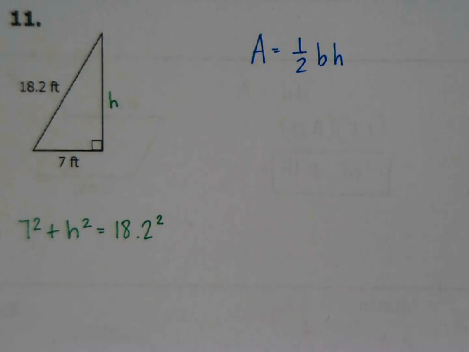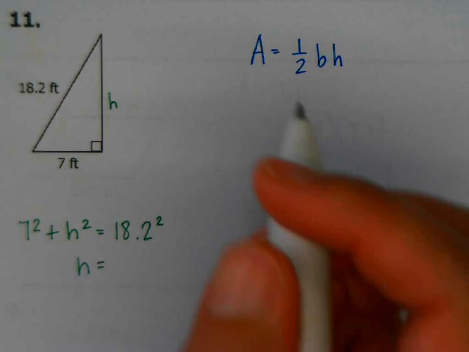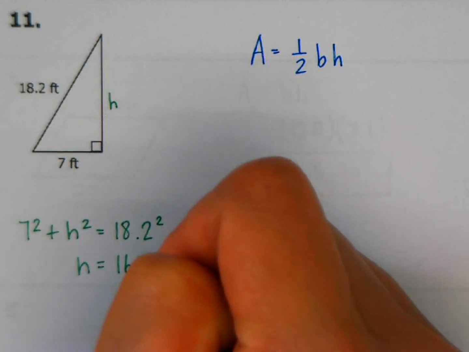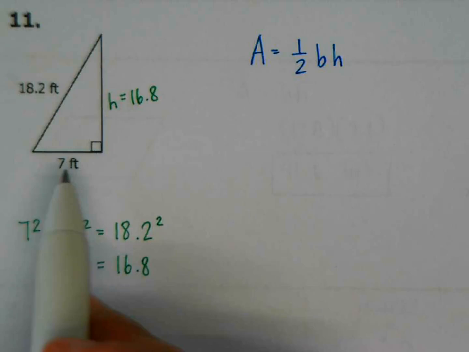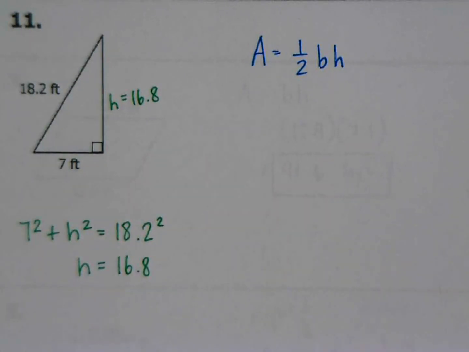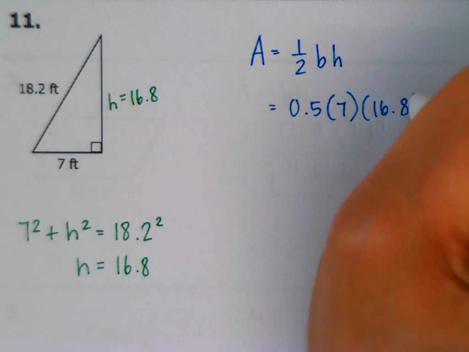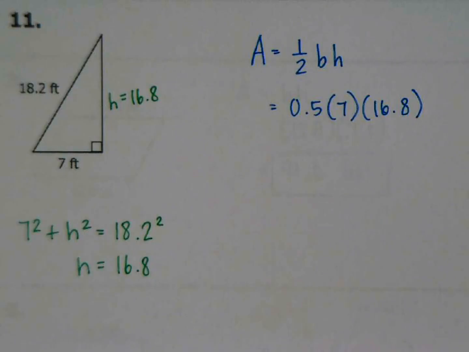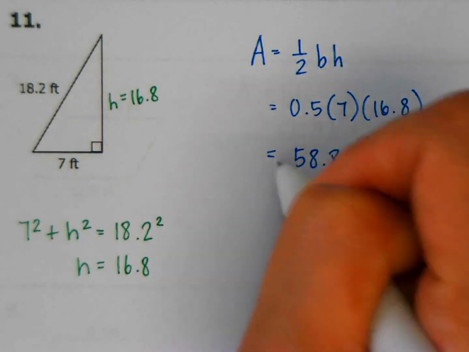And I'm not going to go through the different steps by now, hopefully. This is a very quick and easy skill. You're going to get 16.8 as your height. There's your base, there's your height, because they are 90 degrees from one another. And you're going to let your calculator do the rest of the work. And we get the exact amount of 58.8, no rounding done or needed. There you go.